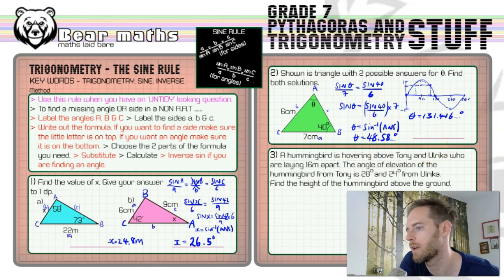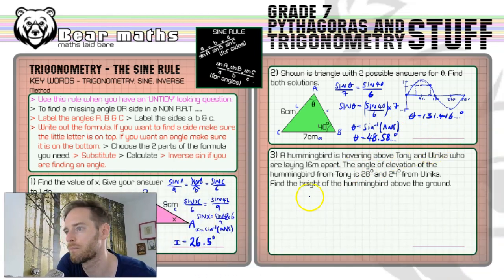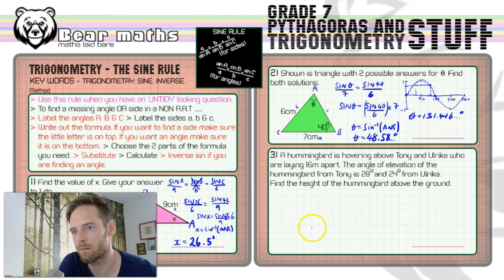Right, now third and final question. A hummingbird is hovering above Tony and Ulrika, who are laying 16 meters apart on the ground. The angle of elevation of the hummingbird from Tony is 28 degrees and 24 degrees from Ulrika. Find the height of the hummingbird above the ground.